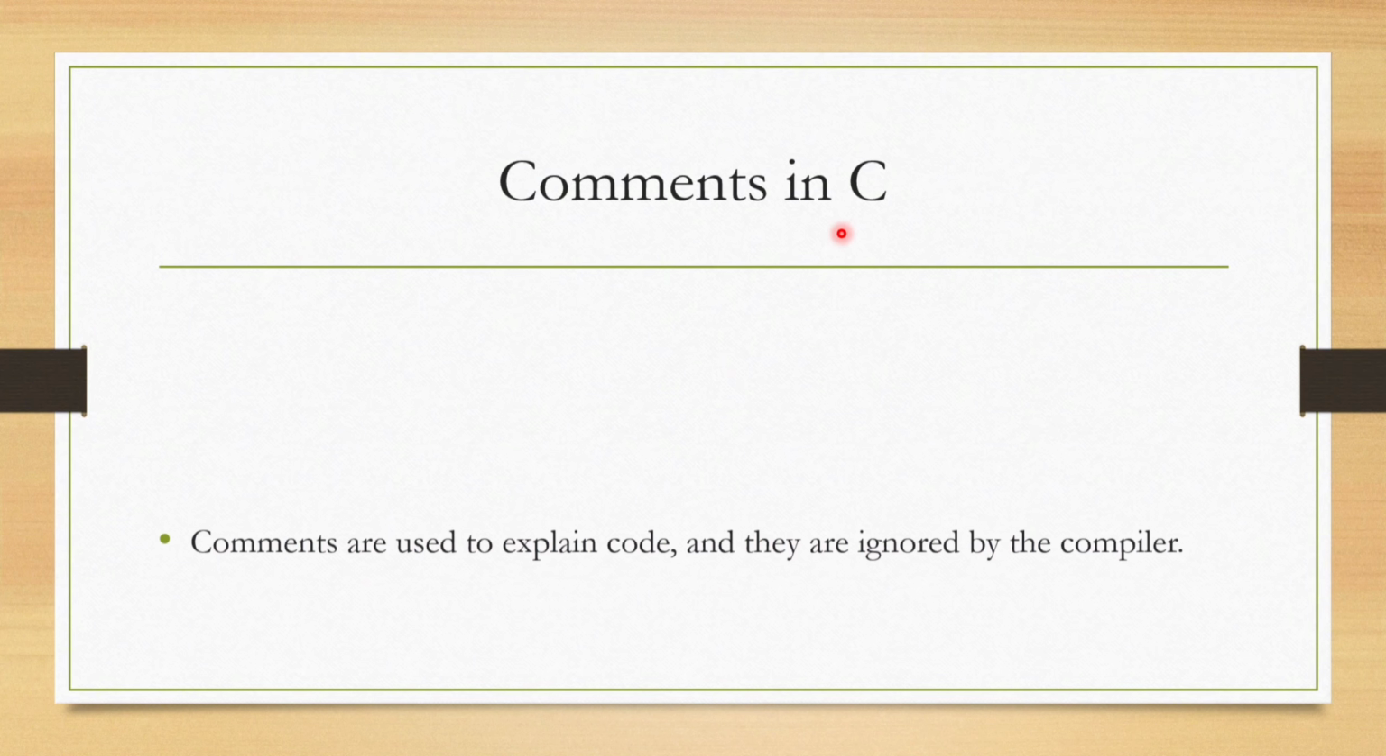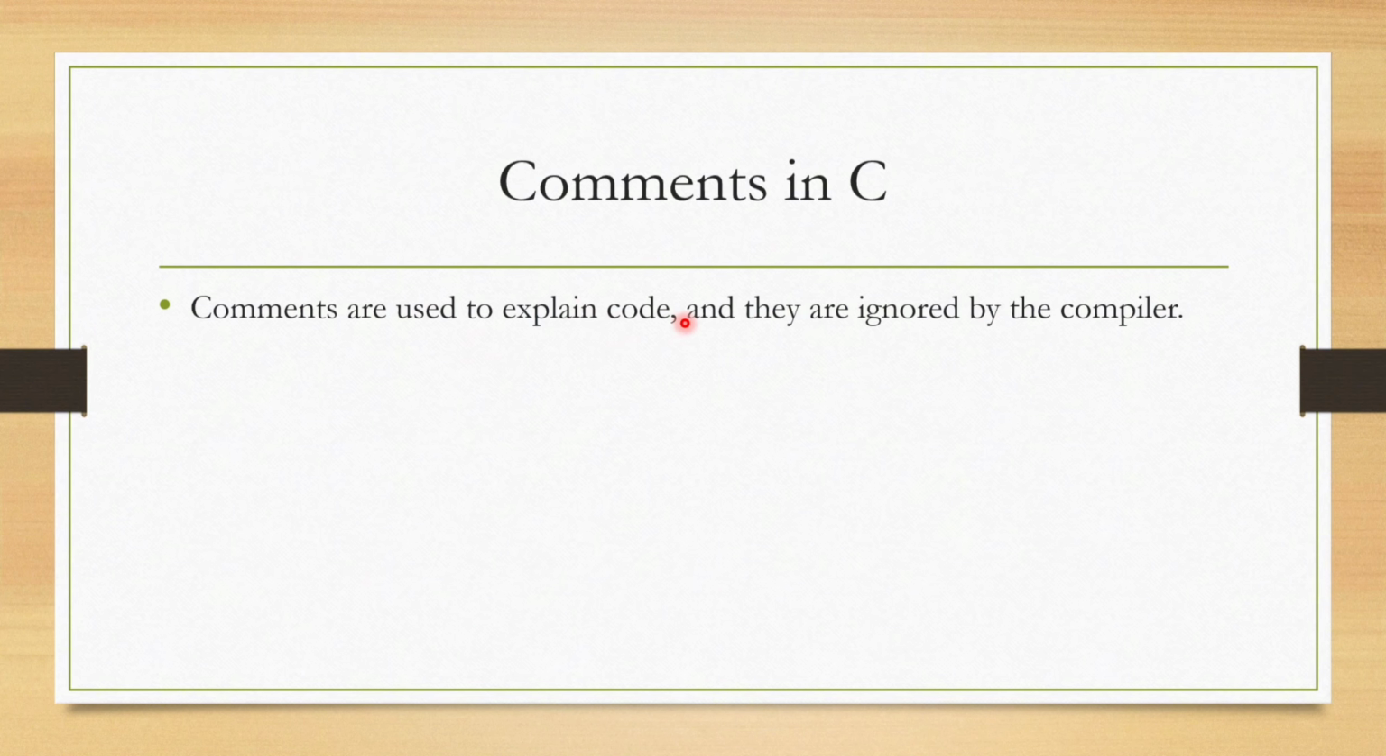Comments in C. Comments are used to explain code and they are ignored by the compiler. For example, when you are working in a company and write some code that is understandable by you, if you add comments, it will increase code readability and help team members understand the code logic and maintain the code effectively. These are ignored by the compiler. You can write anything in a comment and it will not affect the program.